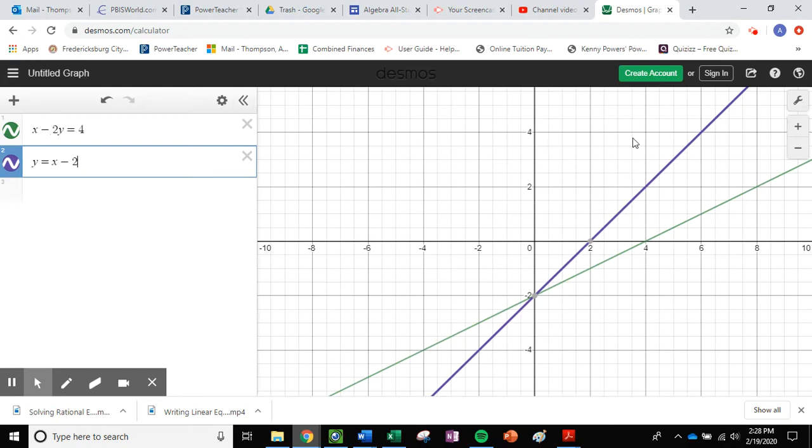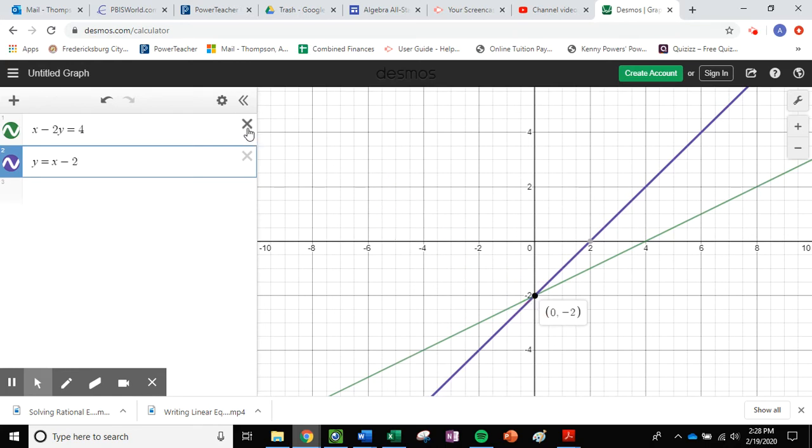Okay, so here we go. We've got the top line is our green line. The bottom line is our purple line. Here's green. Here's purple. Here's the point of intersection. And Desmos is telling me that that point is (0, -2). (0, -2).